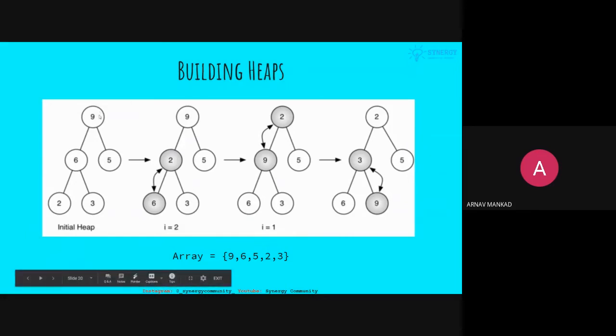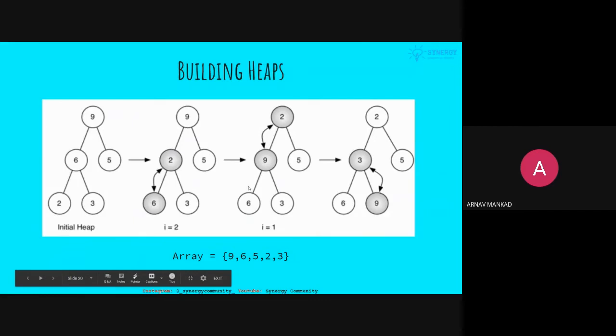So basically we have a heap over here which is 9, 6, 5, 2, 3. So the children for 9, which is 0th position, will be stored at 2 into 0 and 2 into 0 plus 1, which is 6 and 5. Okay, and similarly it goes on. So how do we build heaps?